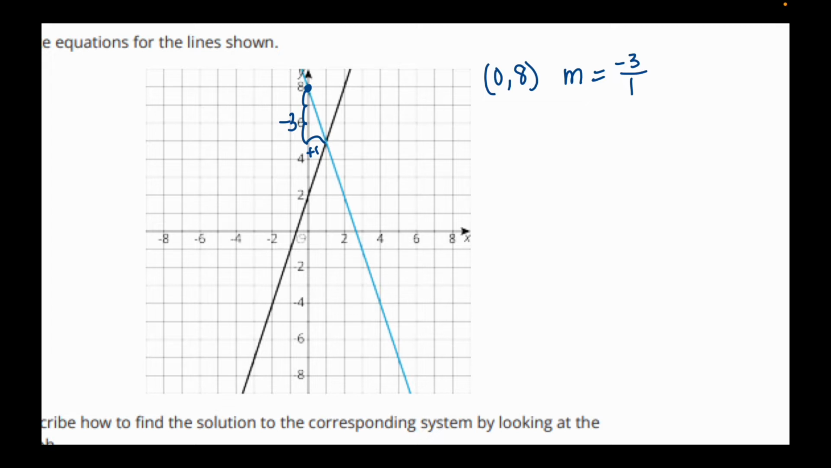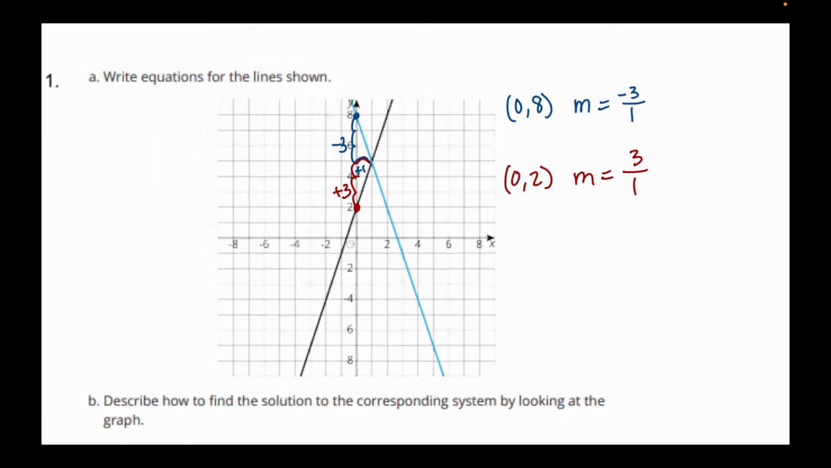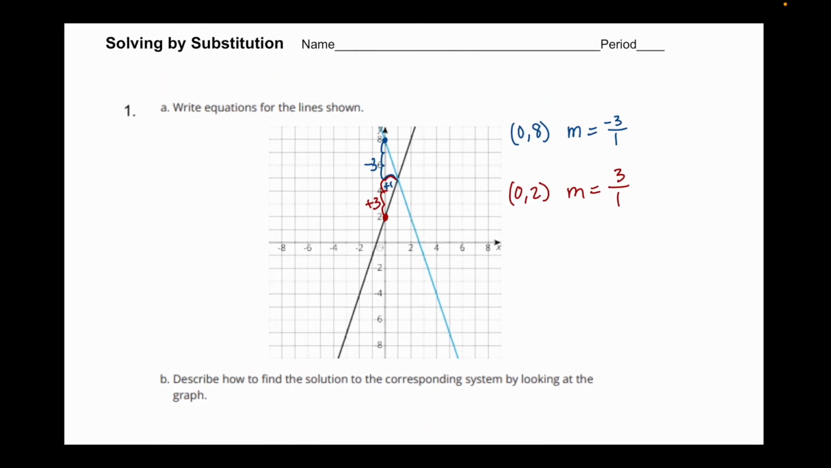And actually this line might be black. Yeah, it's black, but I'm going to still do this one in red to have it stand out. For the black line, my intercept is going to be 0, 2. And the slope on this one goes up 3 and over 1, so plus 3 and still plus 1. So my slope is 3 over 1. Okay, those aren't equations yet, but we're going to write them as equations.